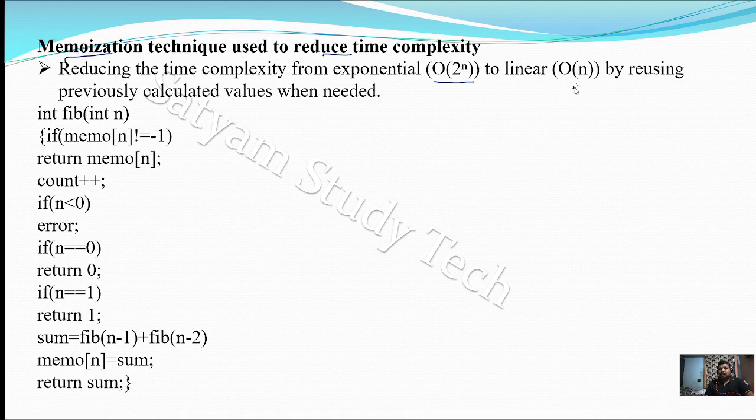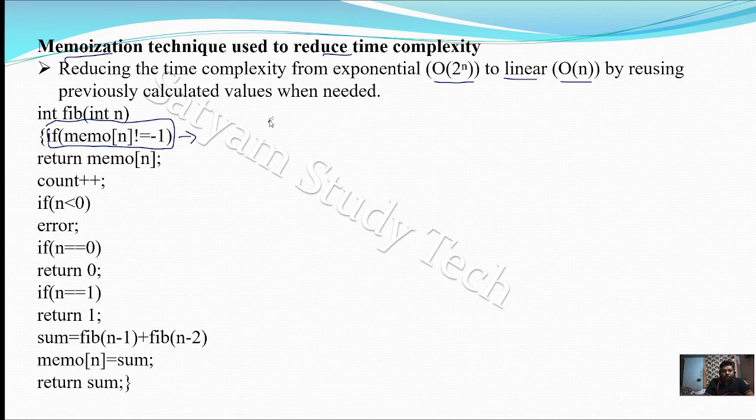The time complexity is reduced to linear time complexity, that is big O of n, because a previously calculated value, when needed, you can store that value. So here it is, this is the only extra statement. This is one extra statement. What is the difference between the previous example and this example? This is the extra condition here that you can check.